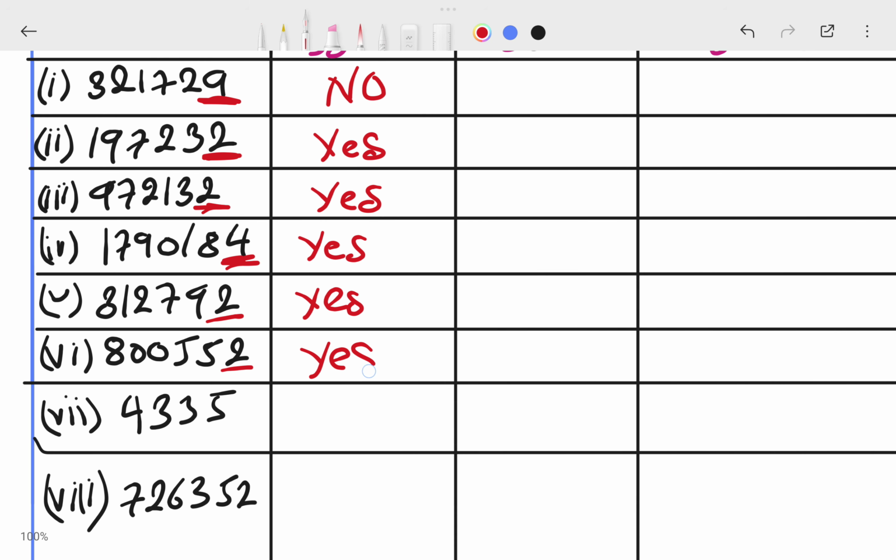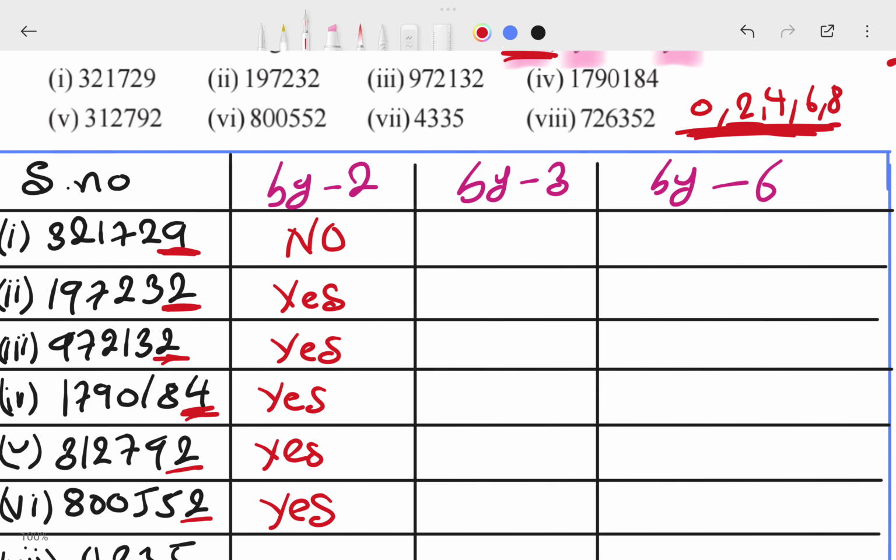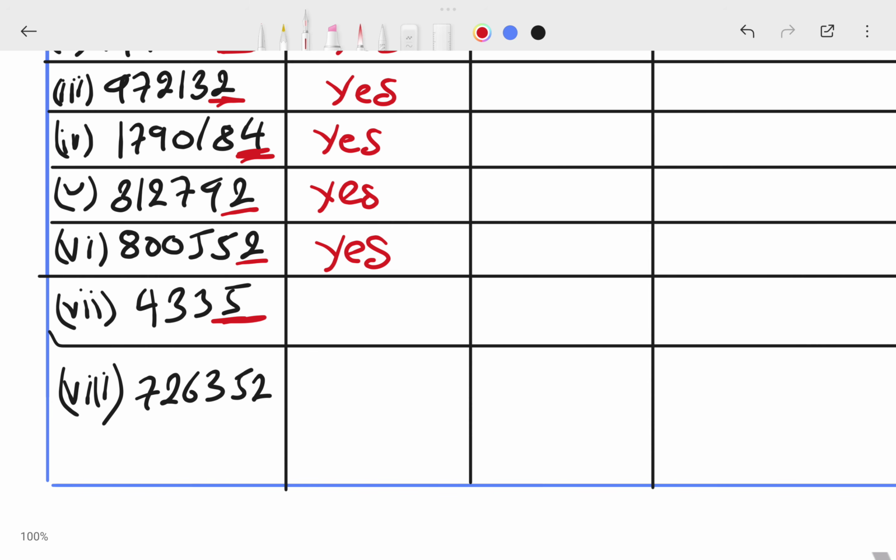This also has a 2, so it is divisible by 2, but here it is 5. Is 5 at the end of this digit? Yes, here it is 5. We only look for 0, 2, 4, 6 or 8 at the end, so this is not going to be divisible by 2. If you see at the end of this one there is a 2, so it is going to be divisible by 2.